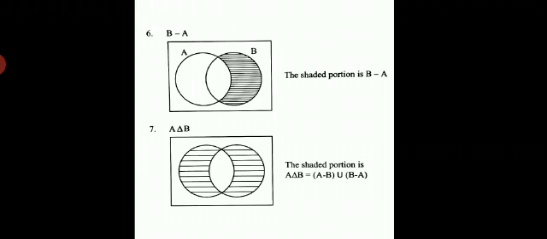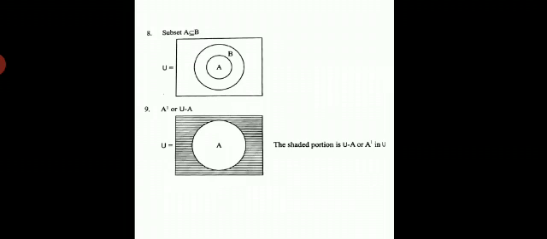Similarly, A delta B, the symmetric difference between A and B, that is A minus B and B minus A, will be shaded like this. Draw two circles, leave the common part, and the remaining portion you have to shade. And the eighth one is subset. A is a subset of B will be represented like this. Here A is a subset of B, so B is the bigger circle. In that some elements have to be taken, represented by a small circle.